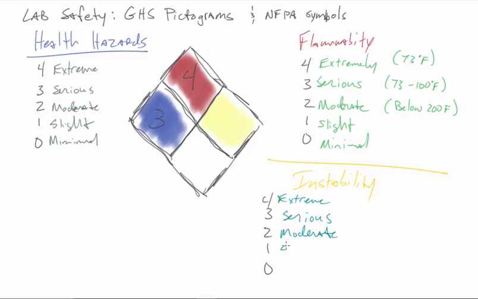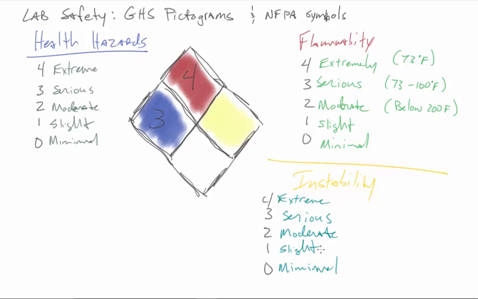Then we get to slight for number 1. It may react if we heat it, or it may react if we mix it with water. This is kind of a may, not a definite, so we'll probably get smaller reactions. Definitely not explosive. Definitely not something that we're going to have to worry about, but we want to be aware of it. And then for minimal, we know that it's normally stable and doesn't really react with water. So we like the zeros.